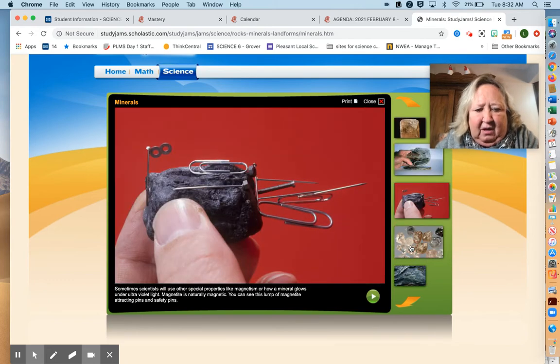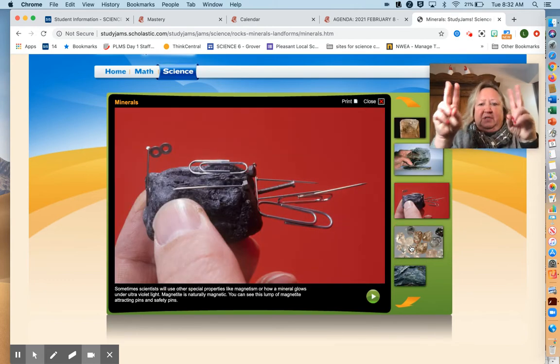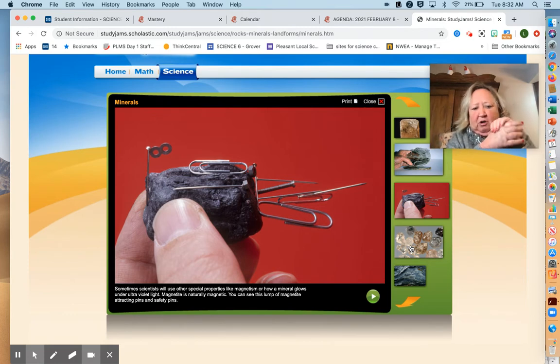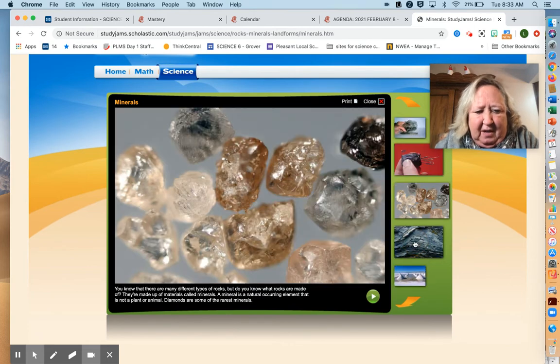All right. There are other what they call special properties. That's what the book calls it. Like magnetism is one. You can see magnetite attracts pins. So we don't spend as much time on these as color, streak, hardness, and all of those, but there are different special properties.